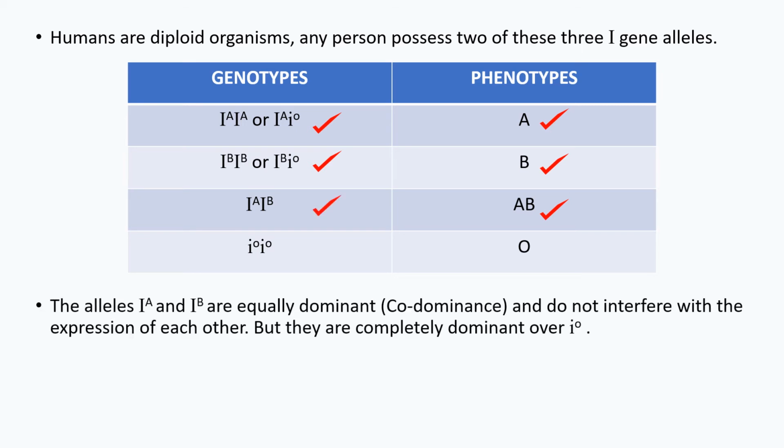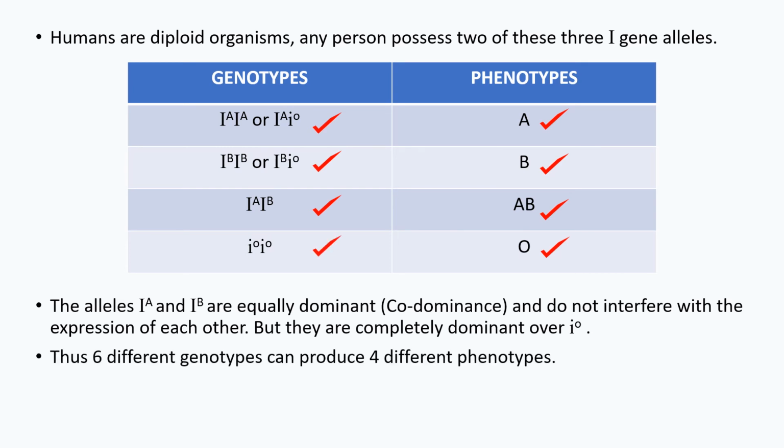Here the alleles A and B are equally dominant or codominant and do not interfere with the expression of each other. But they are completely dominant over the allele O. While people with blood group O have only one genotype, that is OO. Thus 6 different genotypes can produce 4 different phenotypes, which shows 2 or more alleles are coding for one gene.